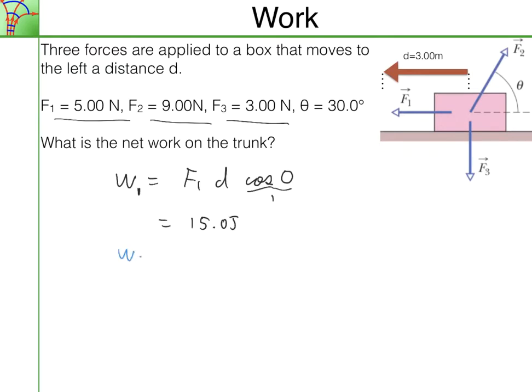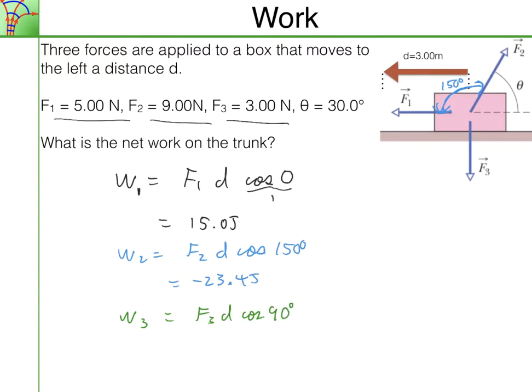The work for the second force is going to be the second force times the displacement, which is still 3 meters, times the cosine of the angle between them. If you look here in the top right corner, this is the actual angle between the displacement and F2. Since that's 30 degrees, this is 150 degrees, so it's the cosine of 150 degrees. When you plug that in, you get minus 23.4 roughly joules.